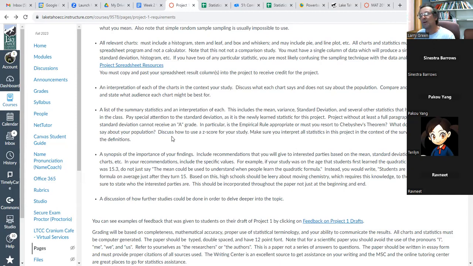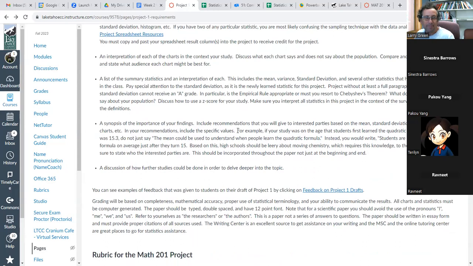Talk about what decisions or how those will help the client. Make sure you talk about how you use a Z-score for your study. That could be to find out if you have outliers. It could also be if there's a very important number. For example, if your survey question was how many hours of sleep do you get, 8 hours is the recommended amount. So find the Z-score for 8 and interpret that. Talk about how your client would use that kind of thing.